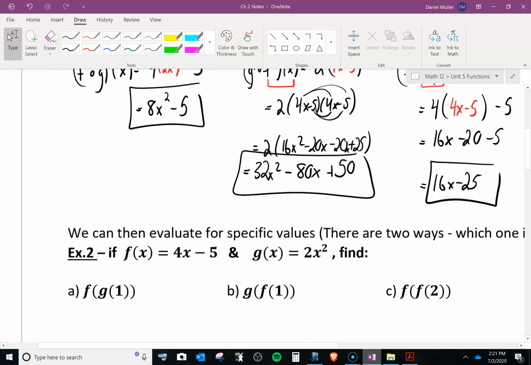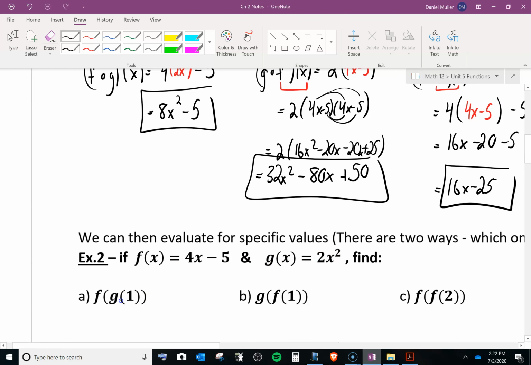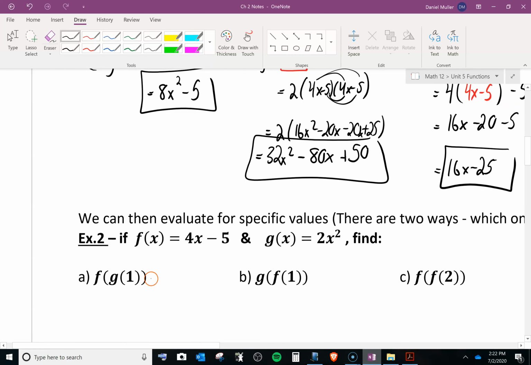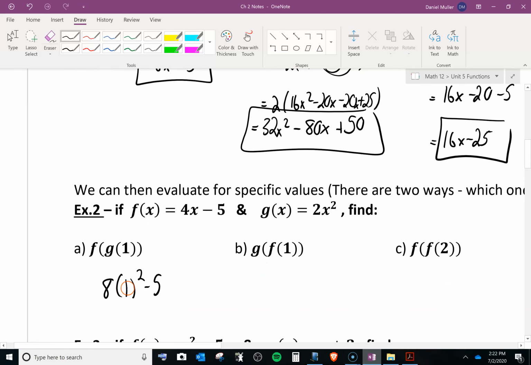Okay, so never mind. I'm going to keep going here because we've already done it. Now it just wants us to evaluate them at 1. So I already have 8x squared, so you can just put in a 1 into this. So a 1 squared is 1. 1 times 8 is 8. 8 minus 5 is 3. So that is our output.